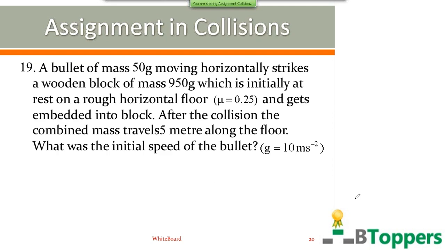Bullet of mass 50 gram moving horizontally strikes a wooden block of mass 950 gram, which is initially at rest on a rough horizontal floor. Mu equal to 0.25. Gets embedded into the block. After the collision, the combined mass travels 5 meters along the floor. What was the initial speed of the bullet? You have to take g as 10 meters per second square.